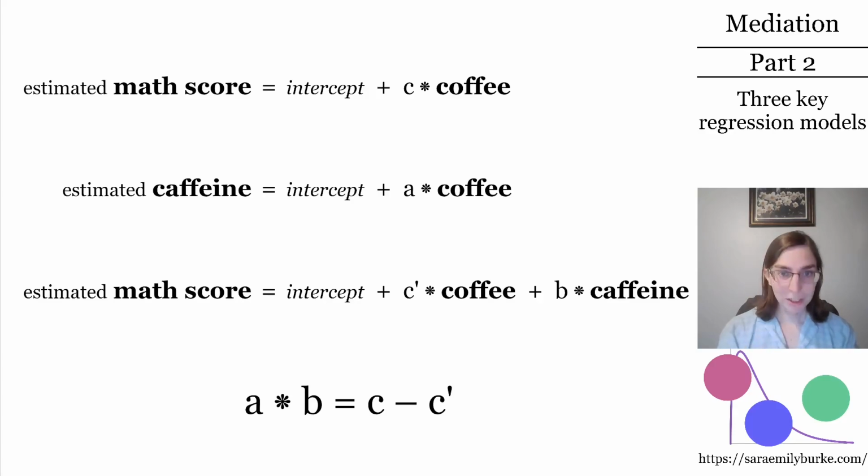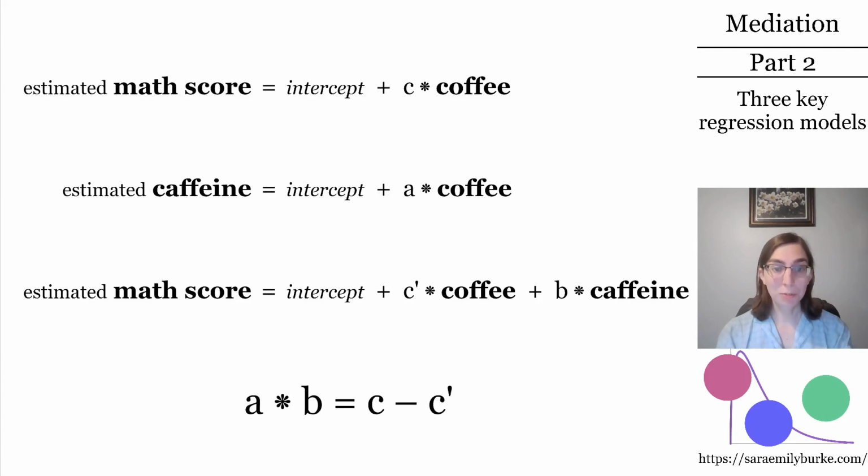There is a key equivalence among the slopes from these three regression models, which I've somewhat facetiously nicknamed the fundamental theorem of statistical mediation. It's a times b equals c minus c prime. If these are linear regression models fit by minimizing the sum of squared residuals, the way that we've been talking about it all along in this class, then the actual slope estimates will always satisfy this equation.